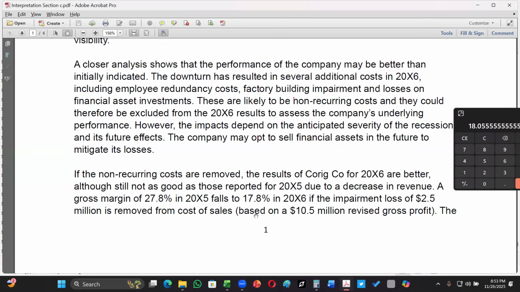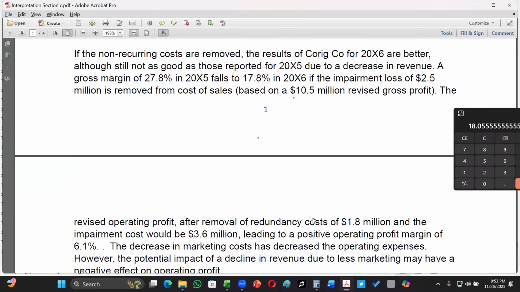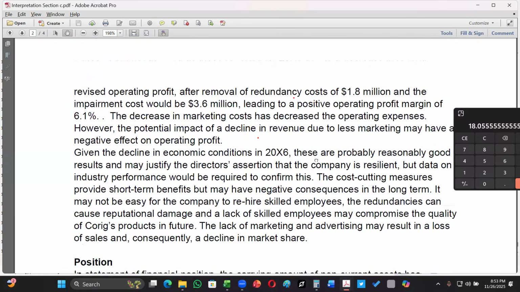So there would be a better gross profit, based on the 10.5 million revised gross profit. So they say that this calculation is if we revise the gross profit. This clearly shows that the performance is not as bad as it seemed from the first impression.